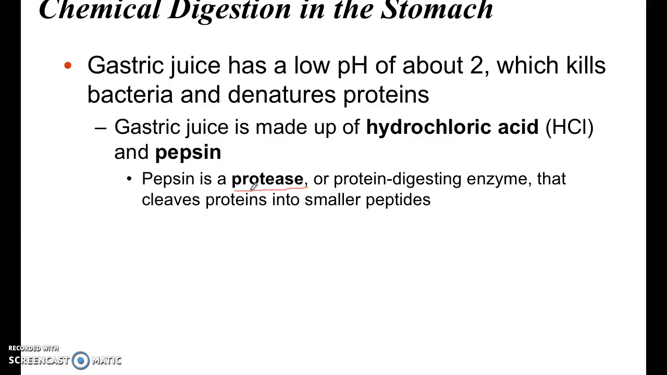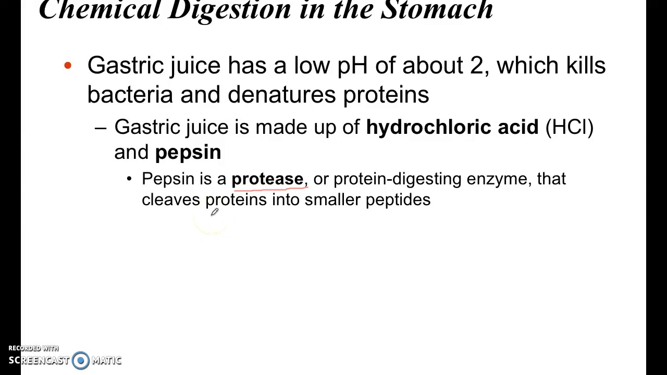The polymer here is a protein. The monomer of it, the single unit of it, is an amino acid. Two amino acids are connected to one another with a covalent bond, and that covalent bond is called a peptide bond. So basically, protease breaks down this large protein into smaller peptide molecules. Pepsin, however, is the active form.